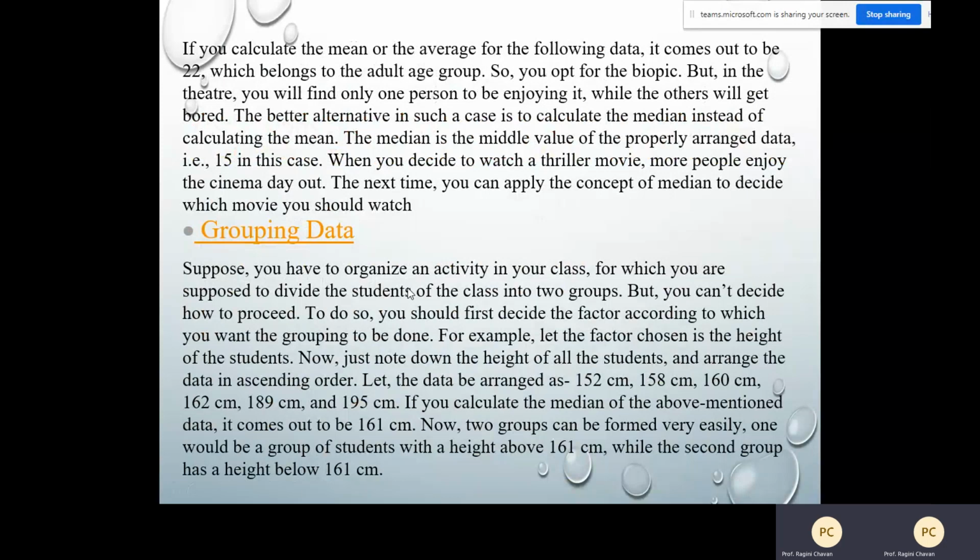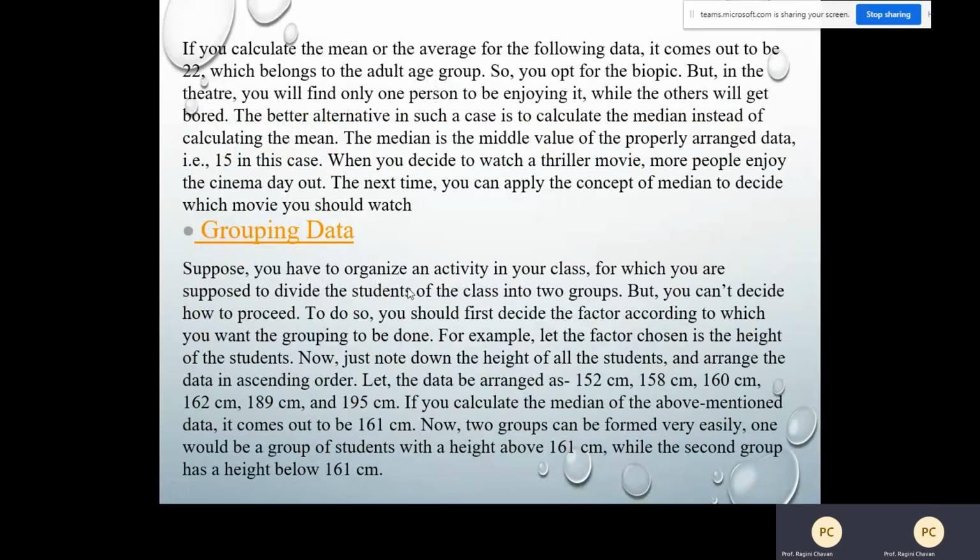Next application is grouping data. Suppose you have to organize an activity in your class for which you are supposed to divide the students of the class in two groups, but you can't decide how to proceed. To do so, you should first decide the factor according to which you want the grouping to be done. For example, let the factor chosen be the height of the students. Now just note down the height of all the students and arrange the data in ascending order.